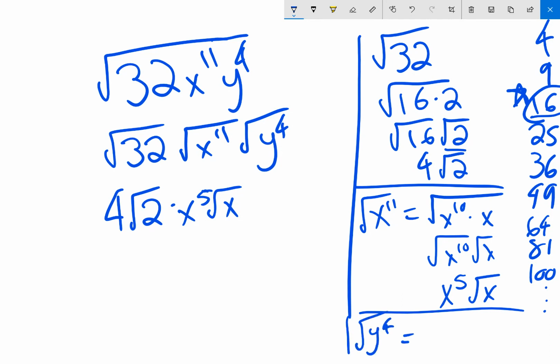And again, that's an even exponent. So all I have to do is take half of that exponent, and I get y to the 2nd. And that's it. The square root's gone. It's just y to the 2nd. So here's my answer in 3 different parts. Let's just put it all together.